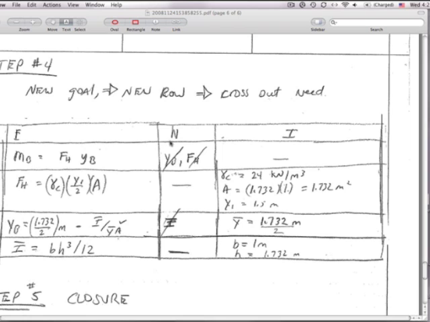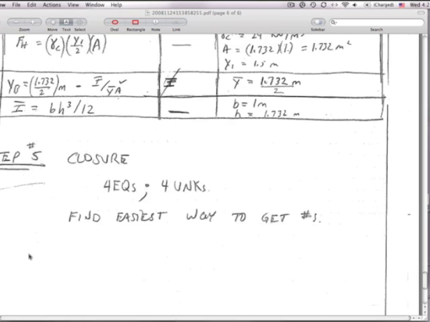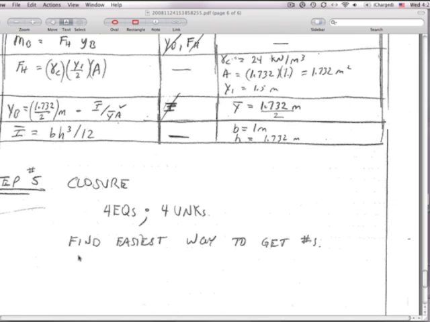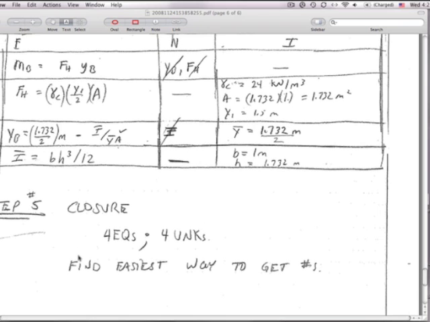So what you want to notice here is that all the variables in the needs column have gotten crossed out. And we can see that there are 4 variables we need to solve for. The problem goal plus 3 subsidiary goals. So closure, step 5, 4 equations, 4 unknowns. Now our next step is to find the easiest way to get numbers out.